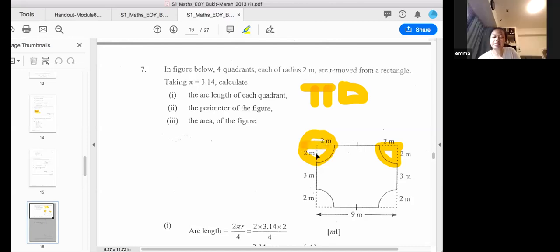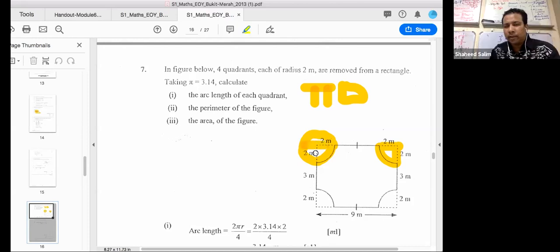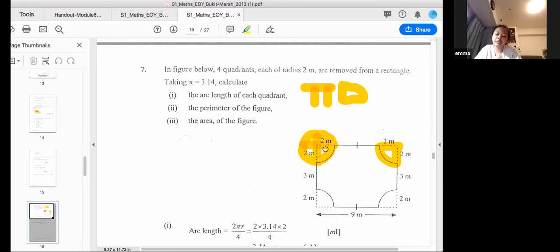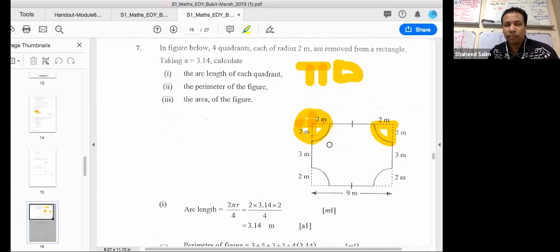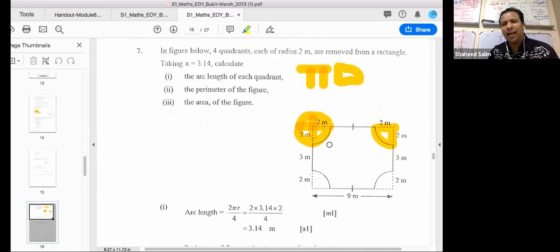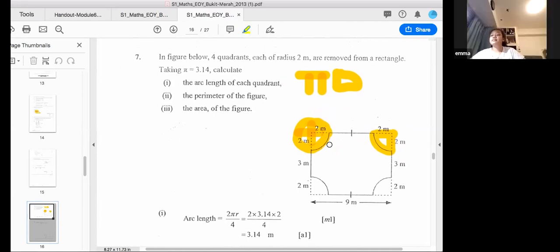12.56. Okay, and then remember, you want only the arc. You have to divide it by 4 parts. This has 1 arc, 2 arcs, 3 arcs, 4 arcs. You want only 1. So you take the circumference and divide by 4. So you get 3.14. Yes, correct. So what's the perimeter of the figure?